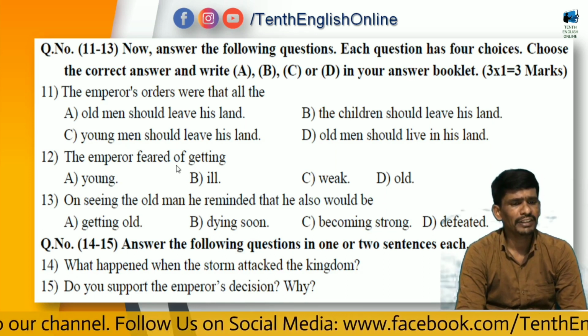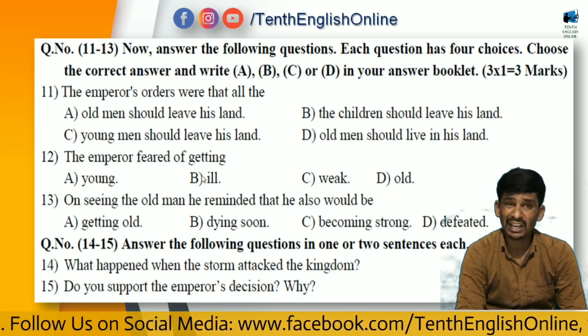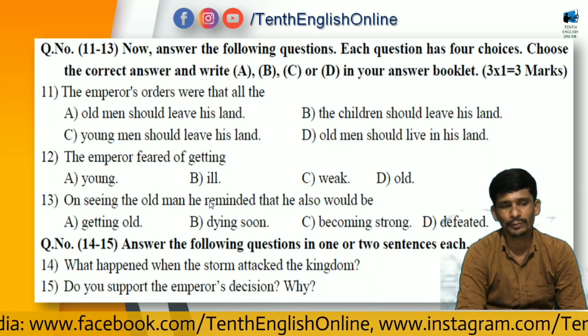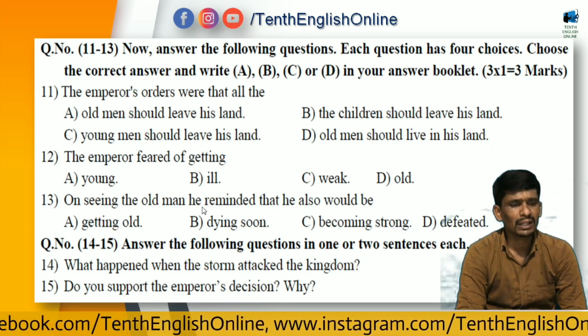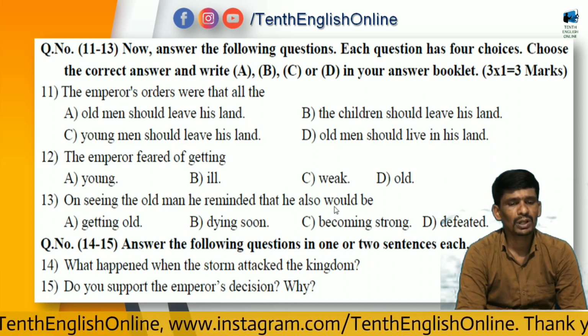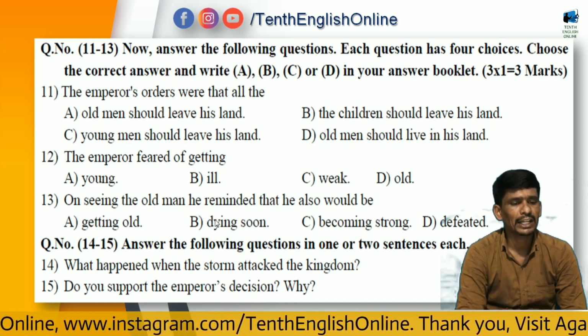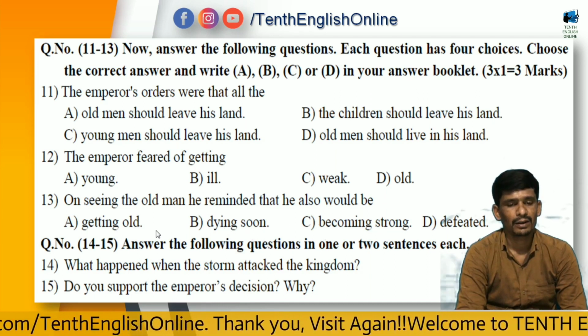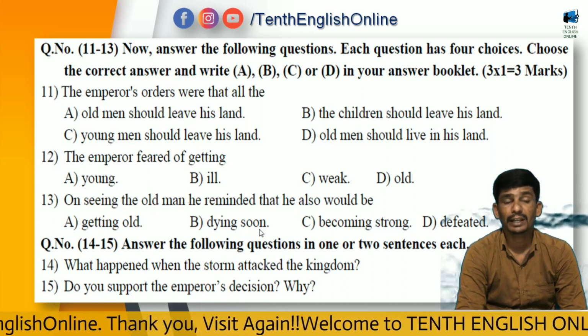The emperor feared getting old. On seeing the old man, he was reminded that he also would be getting old, dying soon, becoming weak, defeated. What is that? Of course, dying soon. Okay.